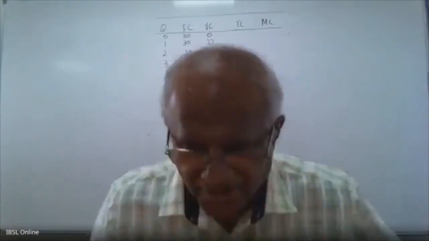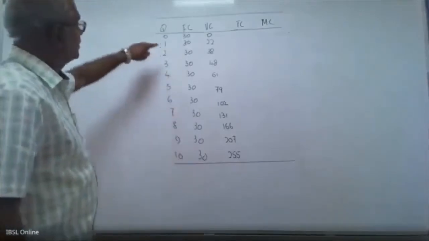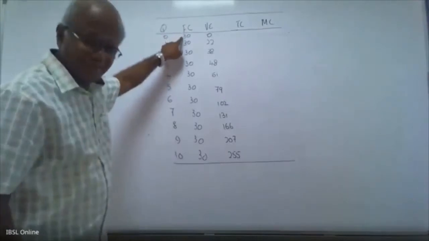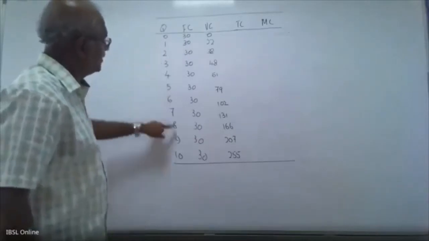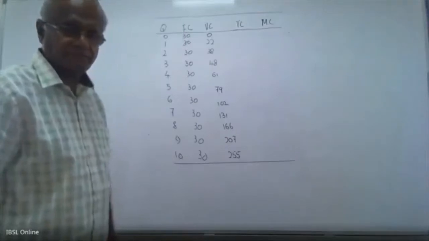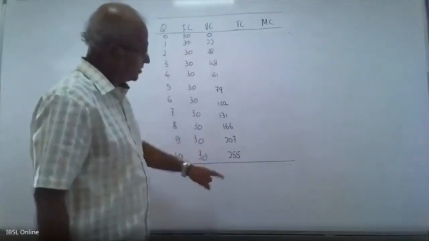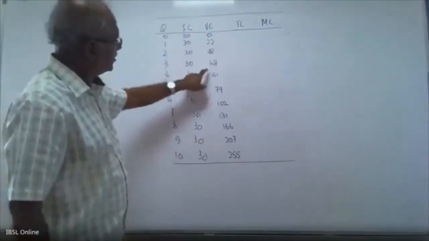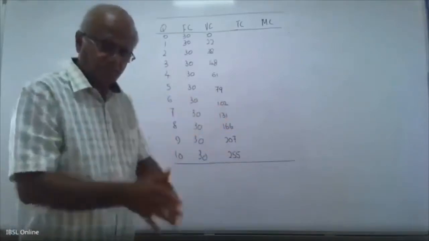I have drawn this, the numbers vertically. Output 0 to 10. Fixed cost is fixed. What is fixed cost? Irrespective of the output, whatever the output level, it is fixed: 30, 30, 30. Right? Then variable cost. Variable cost varies with the output level. As output level increases, variable cost increases. Fixed cost is fixed. TC, what is TC? Sum of these two.